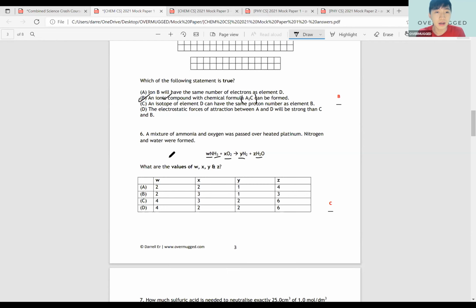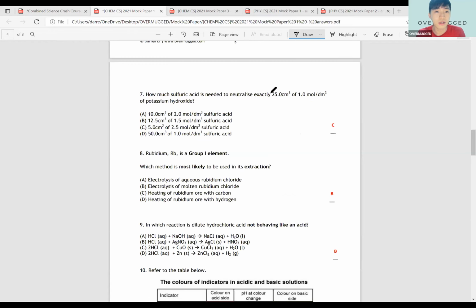So next, for question 7 here, we see sulfuric acid being neutralized by potassium hydroxide. As per all mole concept questions, you need to know that the first step is definitely to write out your balanced chemical equation. So what's the balanced chemical equation here? H2SO4, which is sulfuric acid, neutralizing with potassium hydroxide to form salt and water. Is this equation balanced yet? It's not yet balanced. Why? It's because here there is H2 and then there's KOH.